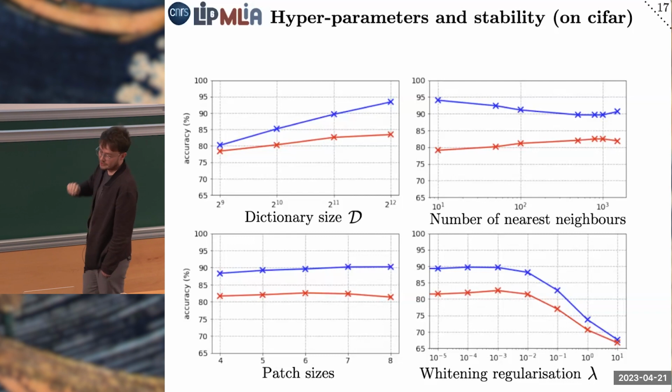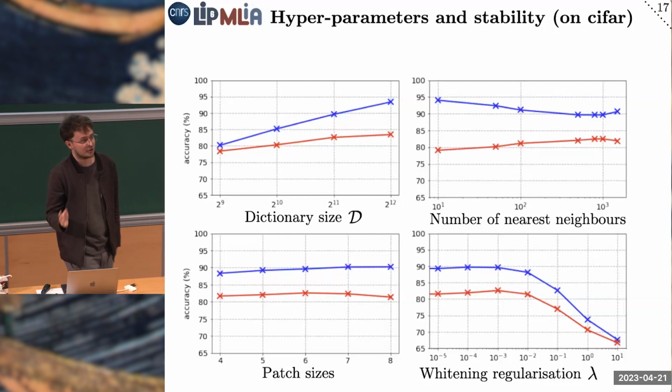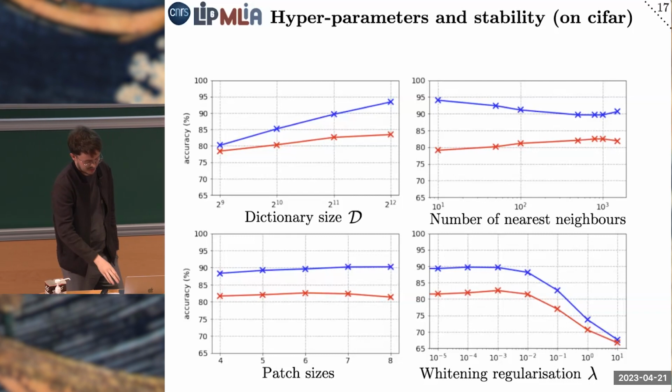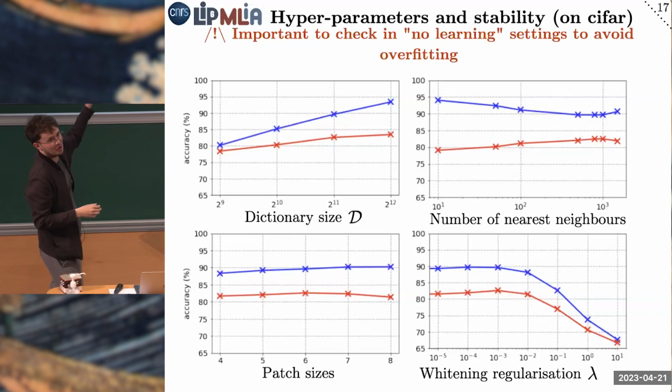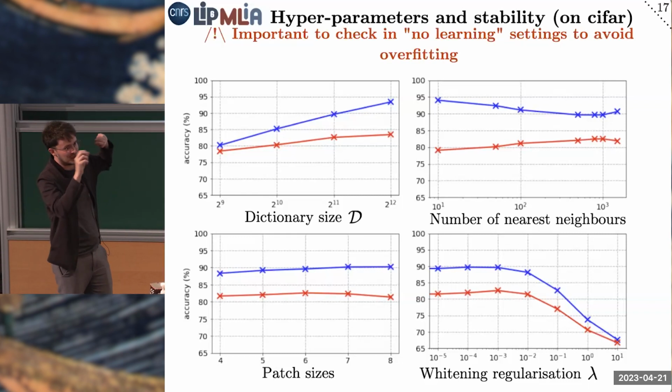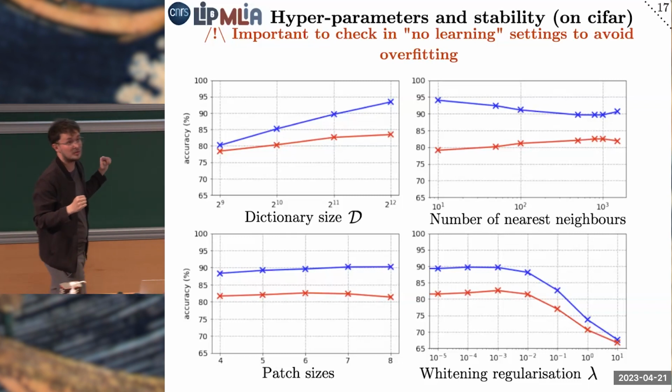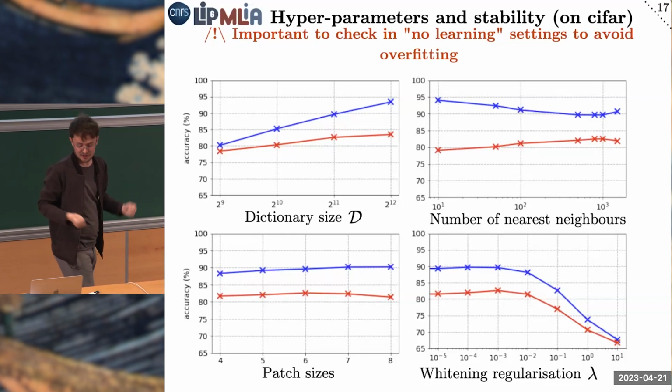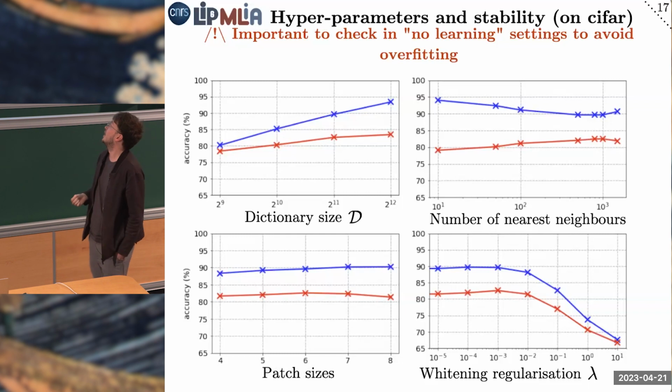So this is obtained on CIFAR10, and I know we're not used anymore to this kind of thing where we show a validation set to pick the best hyperparameter, but here it's very important because there is no learning involved except the linear classifier.